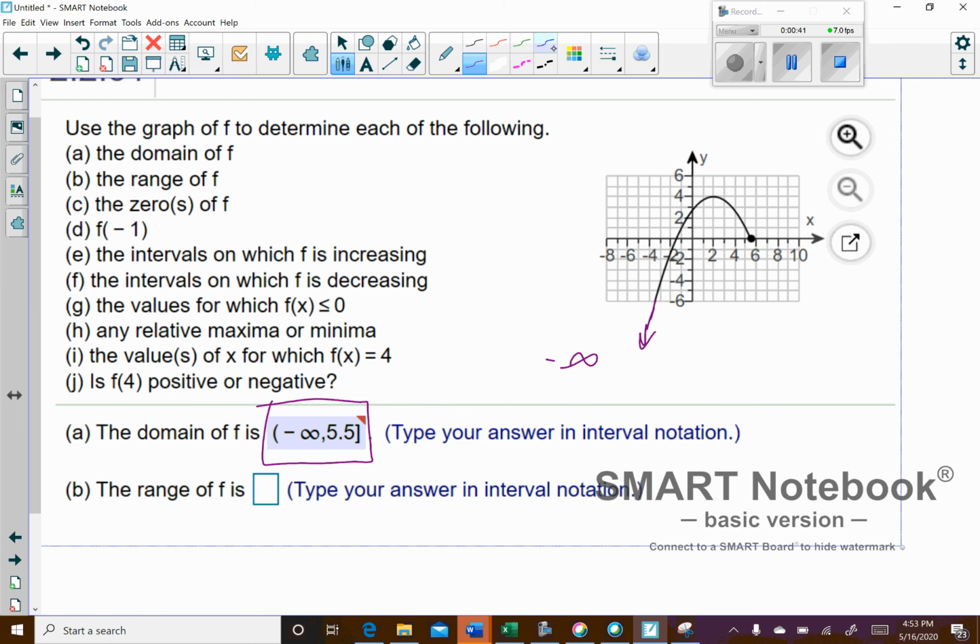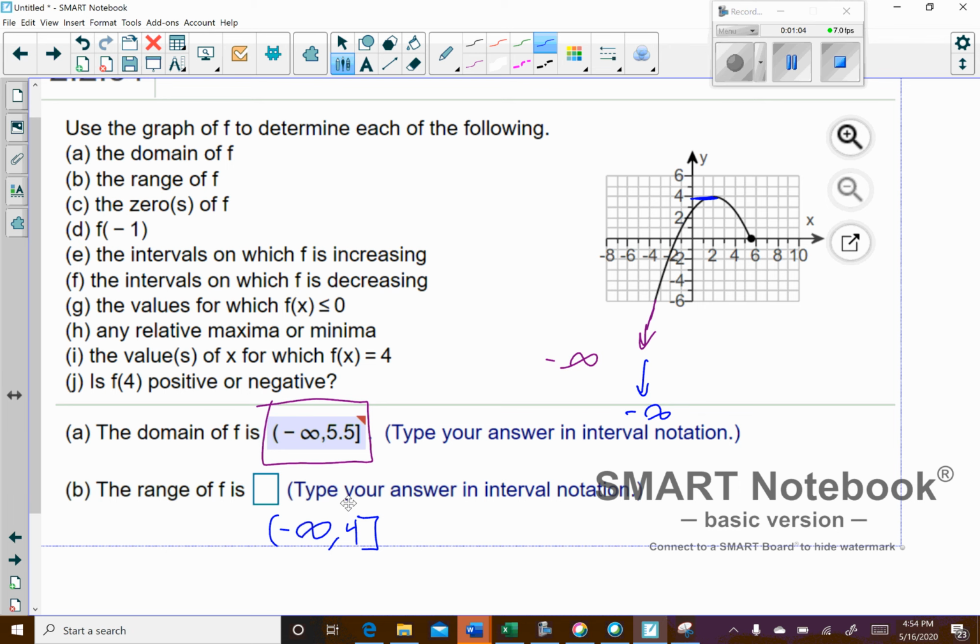Now the range, we can see that it goes down indefinitely to negative infinity, and its highest point looks like it's going to be 4. So the range is going to be from negative infinity to 4, and including 4, so we put the bracket. It's important that negative infinity goes first. If you switch the order, it's going to be wrong. We always want to go from lowest to highest.